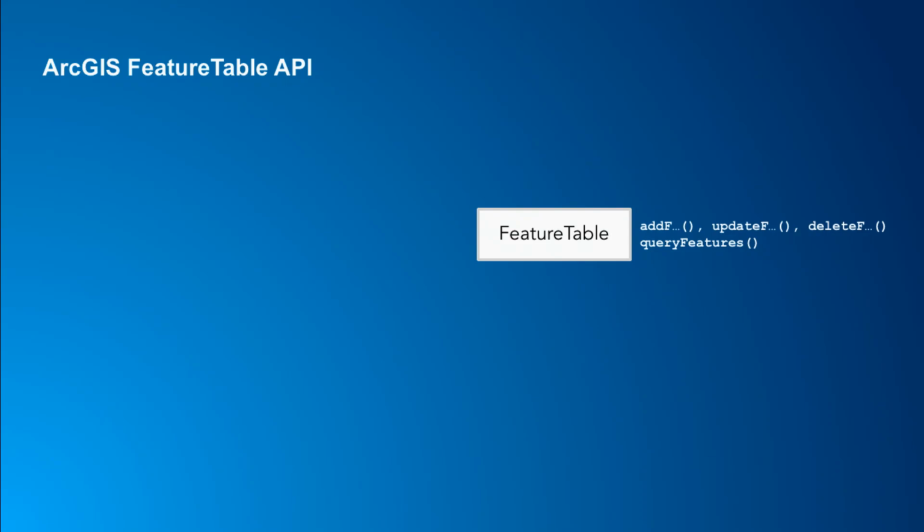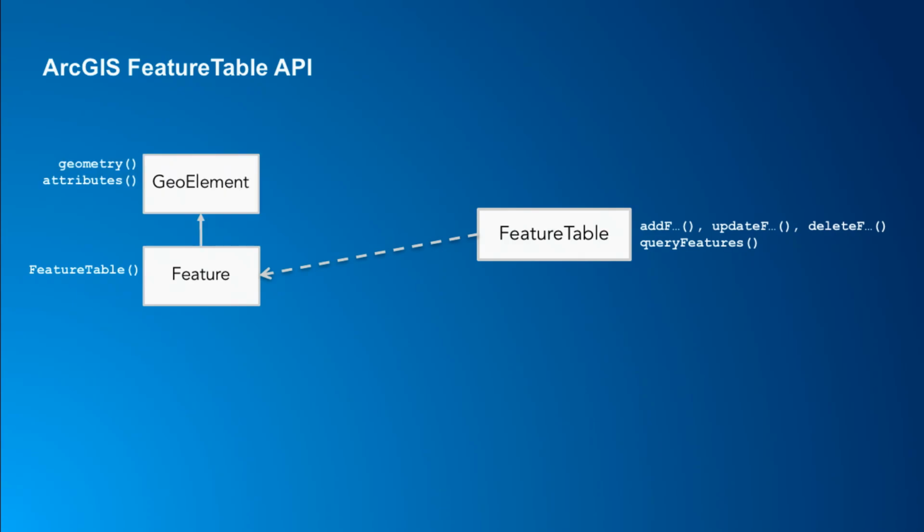In the future, feature tables will be expanded. There'll be a shapefile feature table, there'll be a geopackage feature table. So this base class you'll be able to use across all of your feature table types when it comes to editing and querying. So you'll be able to reuse a lot of your code. Feature tables have features. Features have a reference back to the table that they came from.